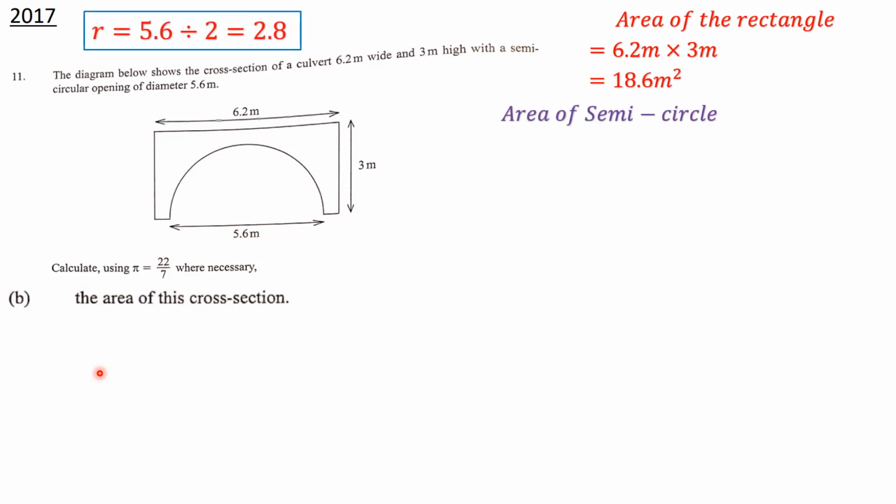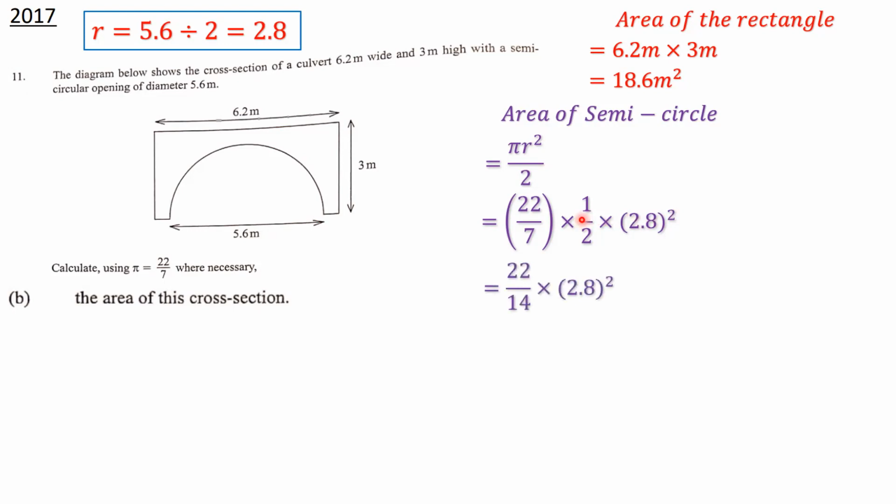Well, the area of the semicircle is going to be pi r squared divided by 2, where pi is 22/7. Now, pi is represented by 22/7. The reason why I have 1/2 is because we're dividing by 2, which is basically like multiplying by a half. Then we have r squared. Well, r squared is 2.8 to the power of 2.